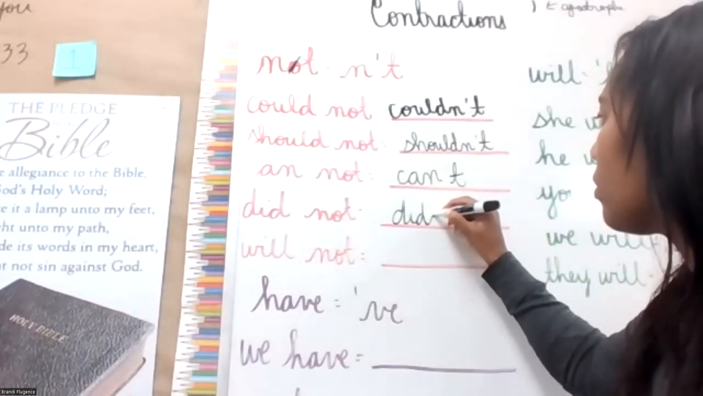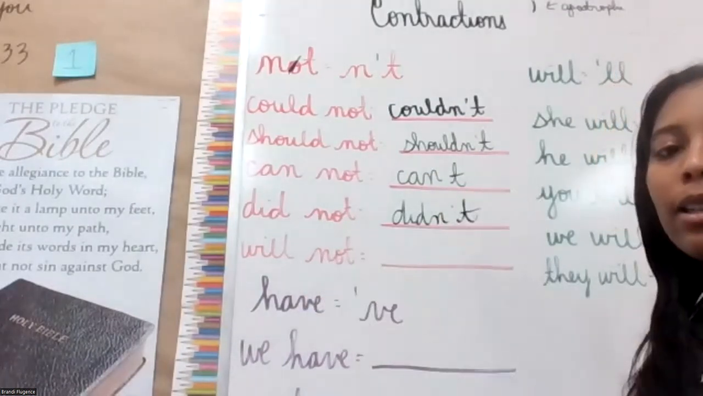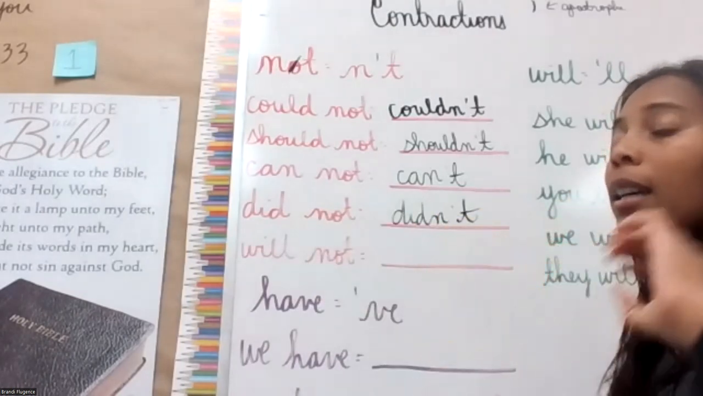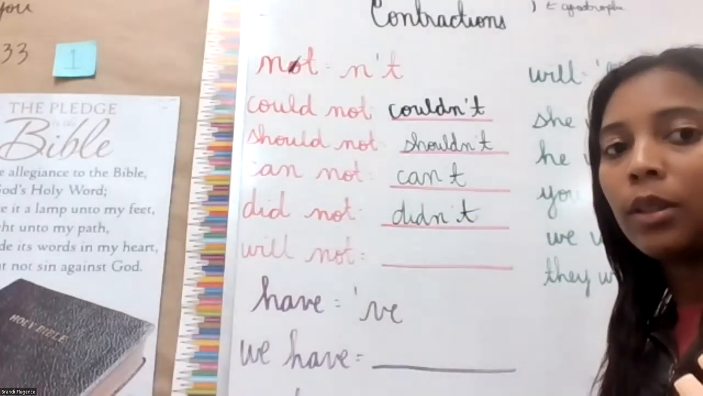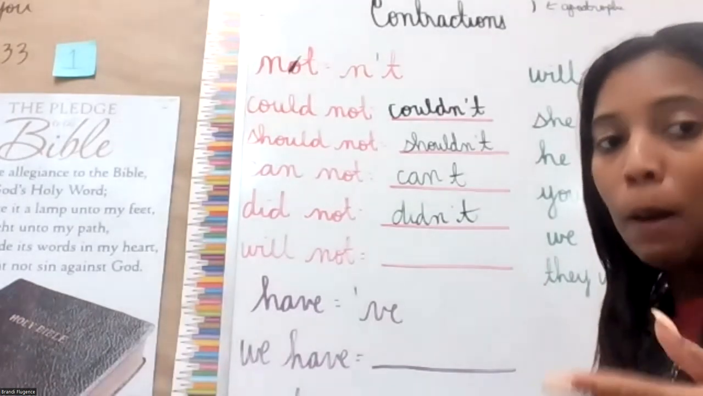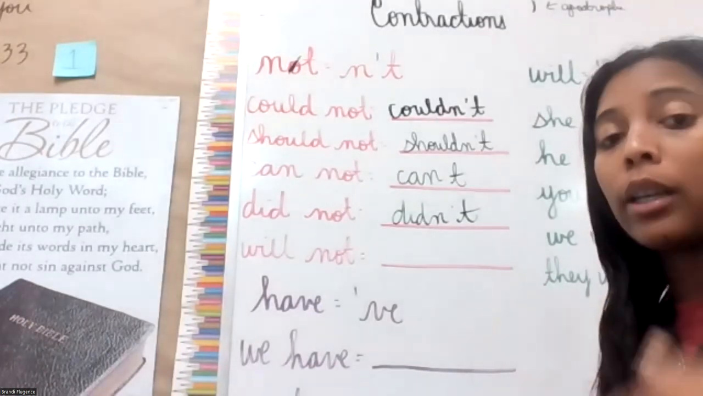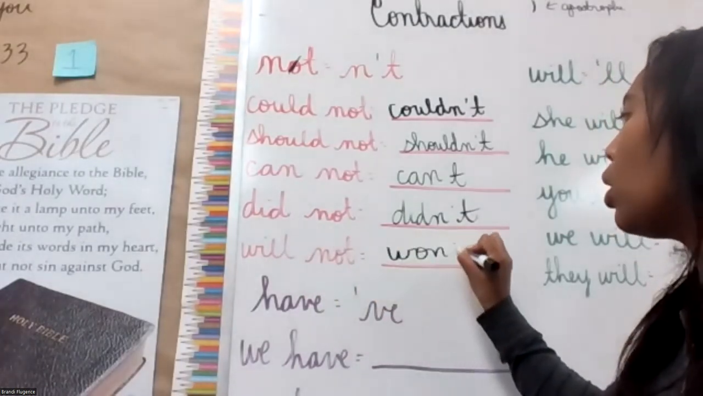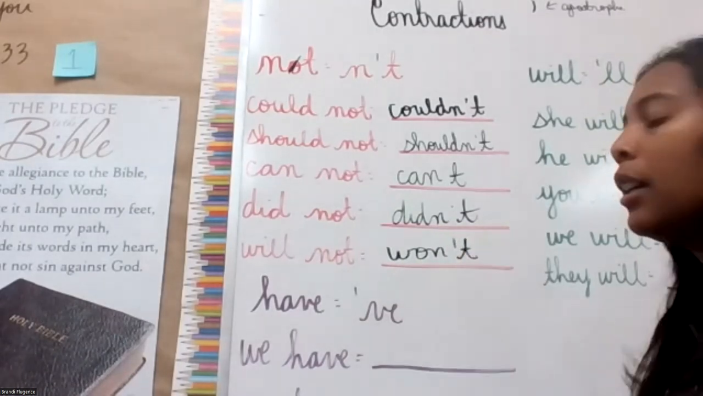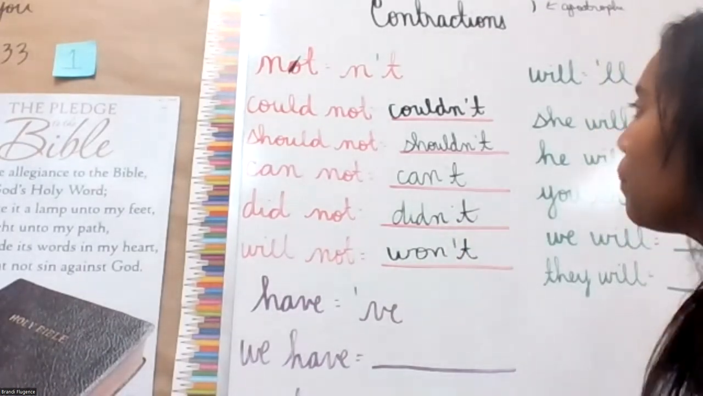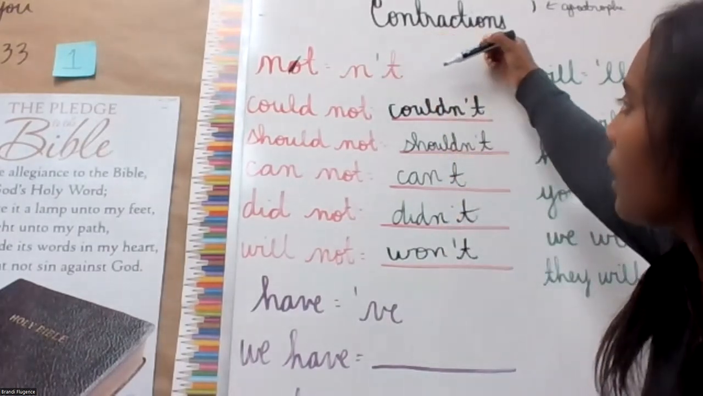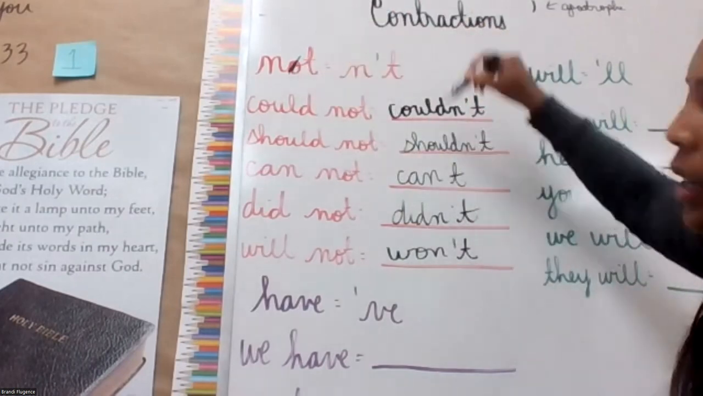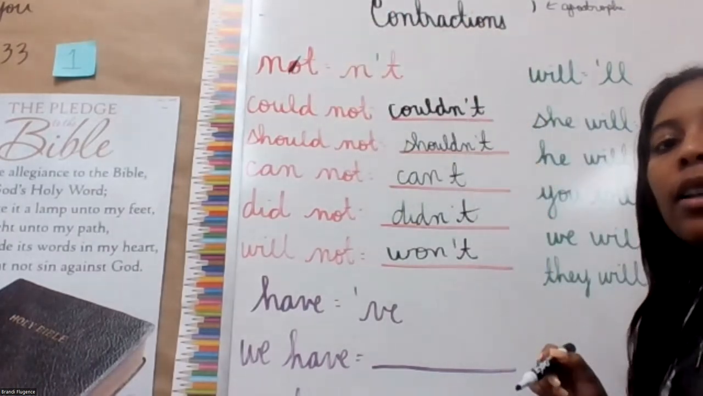Now, will not is a little tricky. If I have will and not, and I put it together to contract it, what would you say? You would probably say willn't, but it's not willn't. It is actually won't. So will and not together turns into won't. This is just one of those that's a little tricky. I don't know why it's won't, but yeah. Okay, so whenever you're contracting, again, guys, you take out the letter, which we took out the O, and we put the apostrophe, and you see how we put it all together. We contracted them. Let's look at another one.